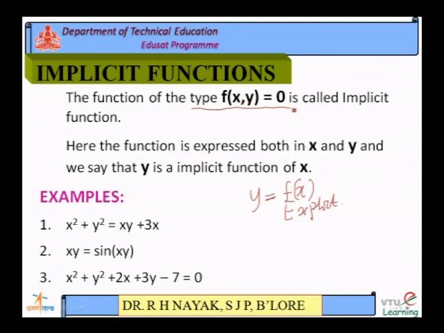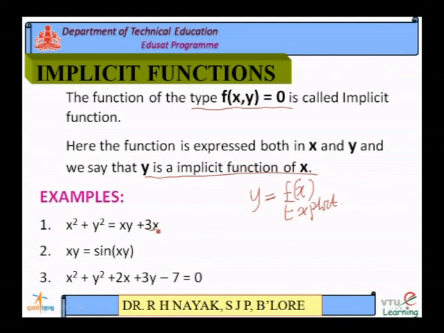Here both x and y are expressed in combination, so y is said to be an implicit function of x. See the example, x square plus y square is equal to xy plus 3x. There are two terms of y, so we cannot reduce it to only y, that is why it is said to be an implicit function.